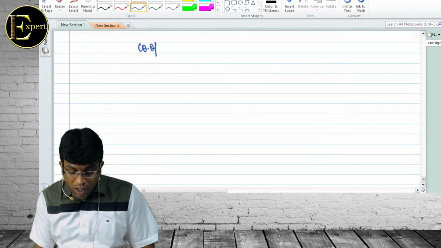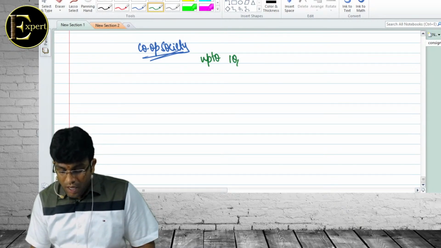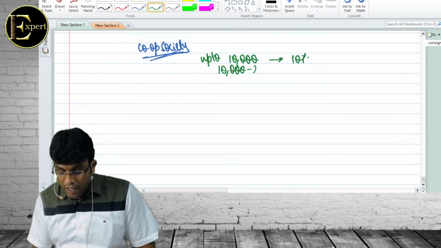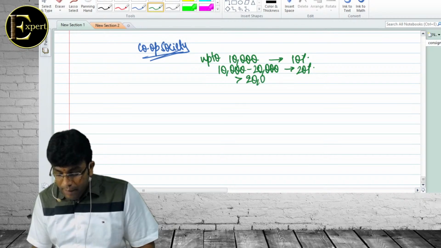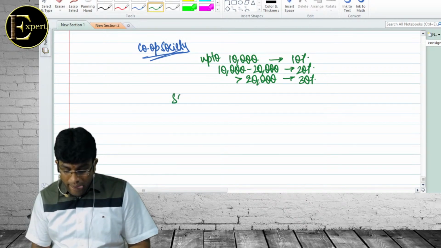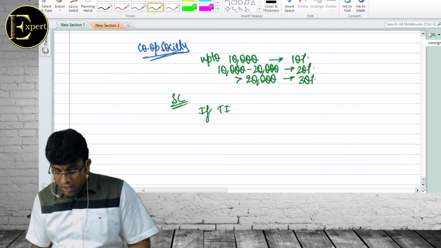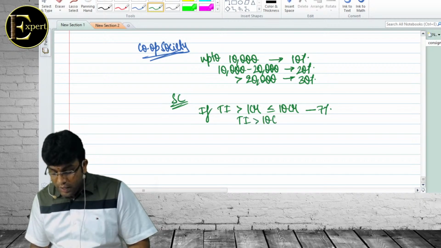Let me talk about something called Cooperative Society. Any idea of the tax rate for Cooperative Society? Up to 10,000, the tax rate is 10%. 10,000 to 20,000, 20%. Above 20,000, the tax rate is 30%. And surcharge, if total income is more than 1 crore but does not exceed 10 crores, 7%. And if total income is more than 10 crores, we will charge at the rate of 12%.